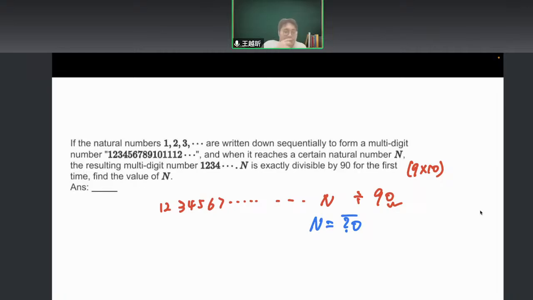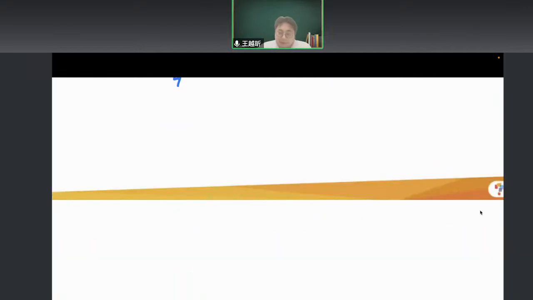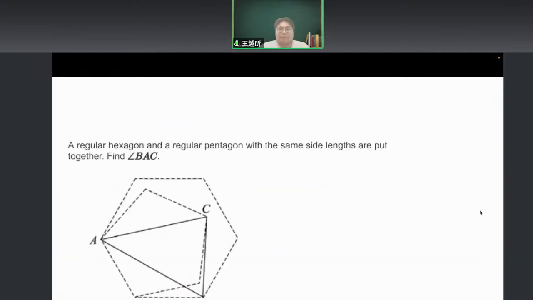Okay, after that, you can calculate the whole thing. It can be divided by 9. And you find out the sum can divide by 9, so the number can divide by 9. And you can try and find out the answer. Also, there are many kinds of geometry problems.